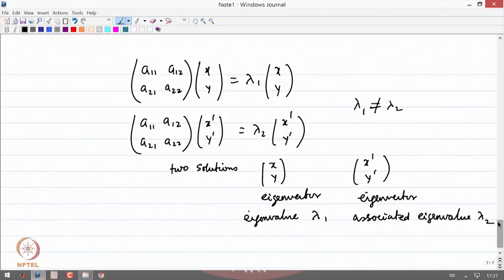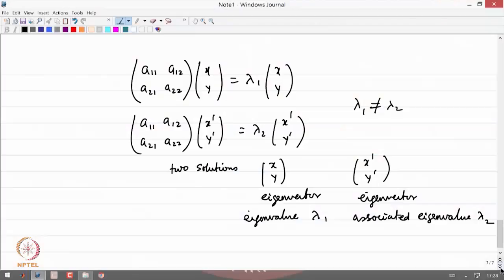So, a 2 by 2 system has two eigenvalues. In general, an n by n system has n possible eigenvalues, some of which may be equal to each other, and it may also have a completely non-degenerate solution and so on. But this is what the eigenvalue eigenvector problem is.